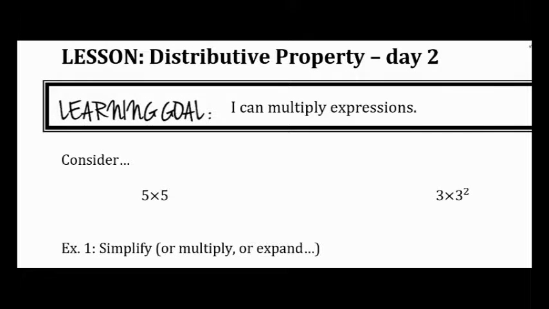So I just want you to watch for a minute. Put your pencil down and watch. What is 5 times 5? 25. Very good. What else is it? How else could I think about it?